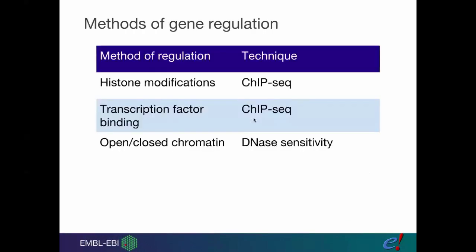So the methods of epigenetic gene regulation we're going to talk about today include histone modifications, which we study via ChIP-seq, transcription factor binding, which we also study with ChIP-seq, and open or closed chromatin. And we're talking about data from DNase sensitivity, although there are more modern methods of studying open chromatin these days.